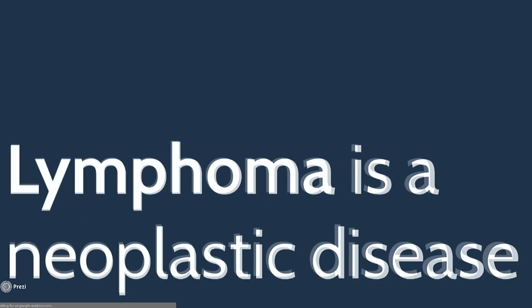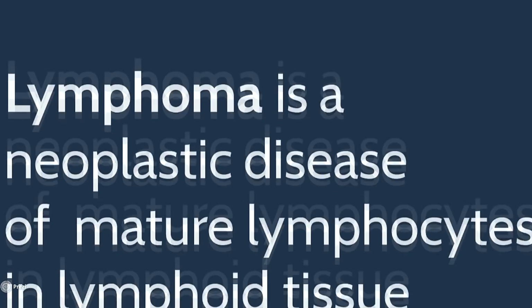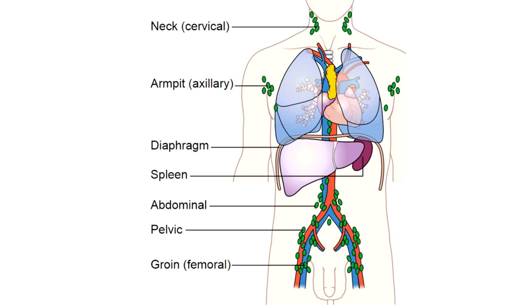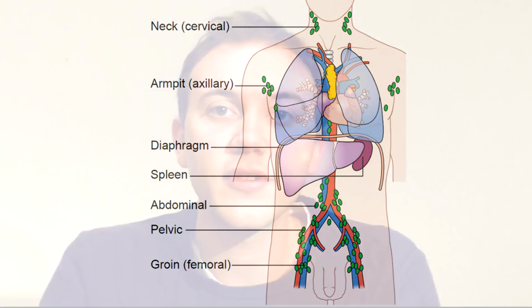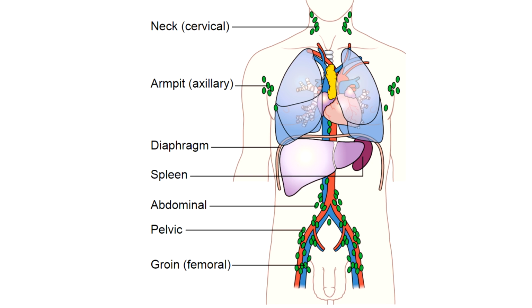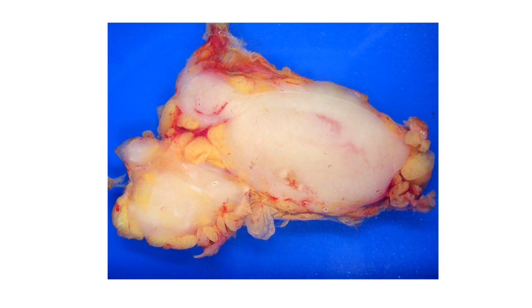Next is lymphoma. Lymphoma is a neoplastic disease of mature lymphocytes in lymphoid tissue. This cancer can be found anywhere where grown-up lymphocytes can live. This could be in the peripheral lymph nodes, so for example in the neck, it could be in the lymph nodes in the chest, or it could be anywhere where lymphoid tissue is, for example the lymphoid tissue in the gut, or it could be in the tonsils. It could even be in the skin. For the most part, lymphoma is a solid tumour. It's all in one place.